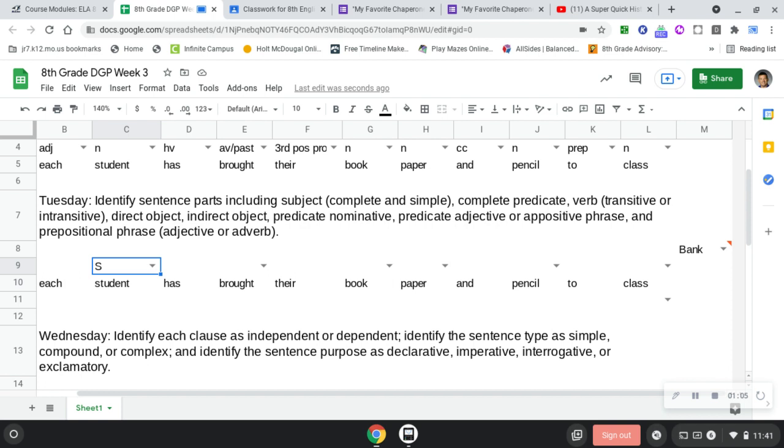Is that you, Logan? Yep. It is each student. So, again, simple subject and any of its modifiers.